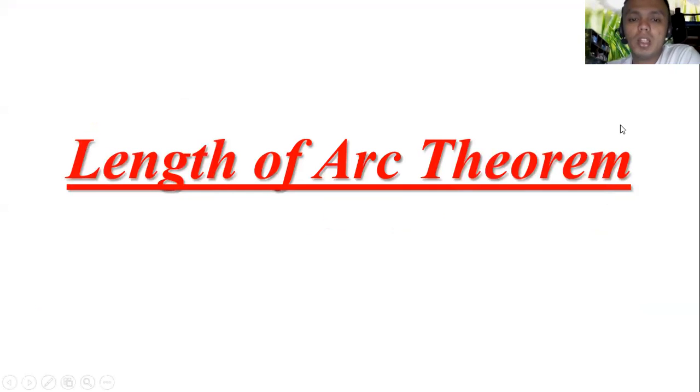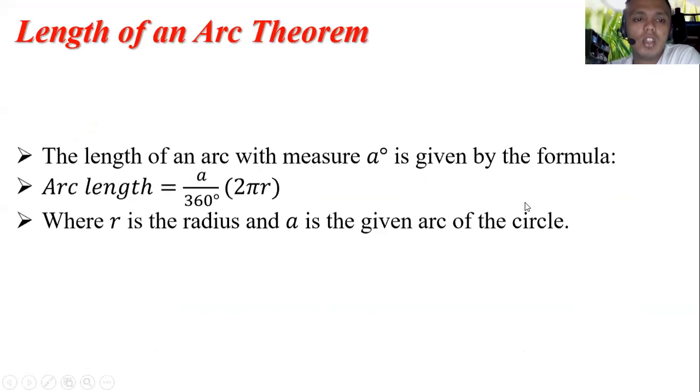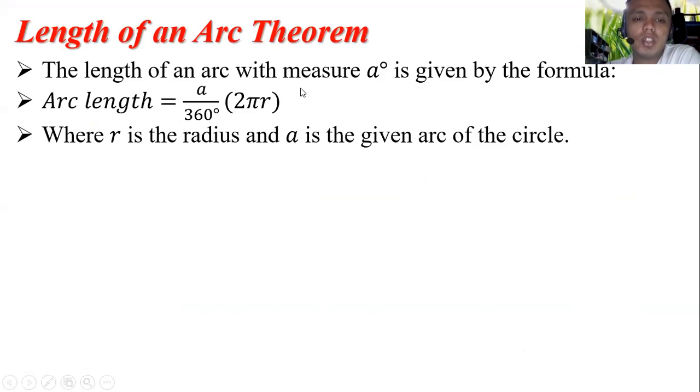So today, we will discuss naman about the length of arc theorem. The length of an arc theorem, no? The length of an arc with measure a degrees is given by the formula: arc length equals a over 360 degrees times 2 pi r. So yung a natin dito is the given arc, no? Where r is the radius and a is the given arc of the circle.